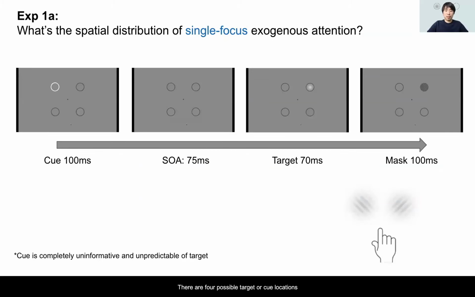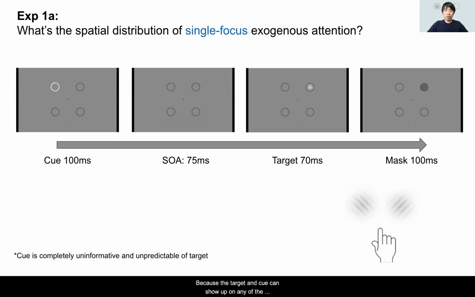There are four possible target or cue locations equally distributed around the center. Prior to the target presentation, one of these locations was cued with a white ring for 100 milliseconds. After around 75 milliseconds, a target showed up on any of the four possible locations for 70 milliseconds, followed by a visual mask at the same location. The target here was a Gabor patch that was either tilted 45 degrees towards clockwise direction or counterclockwise direction. Afterwards, participants are asked to report which direction the target was tilted by pressing a corresponding keyboard.